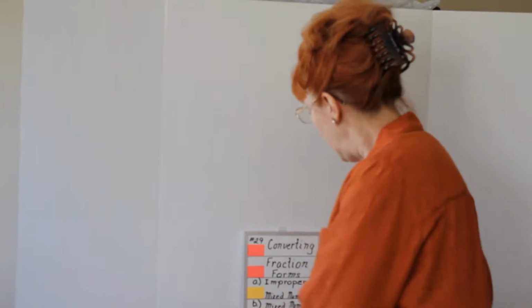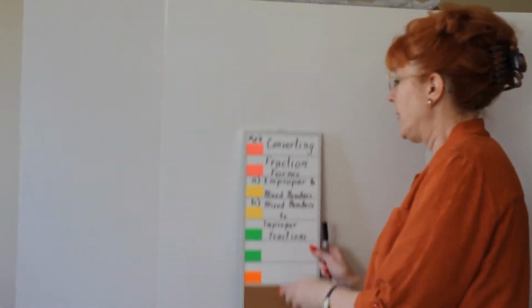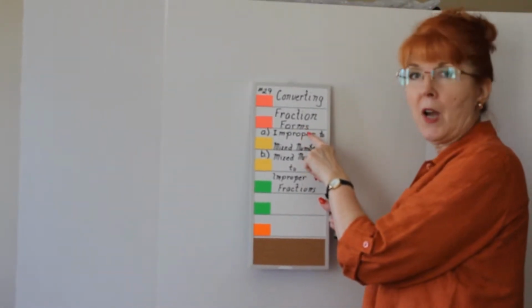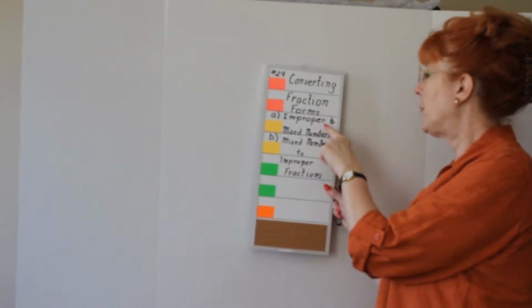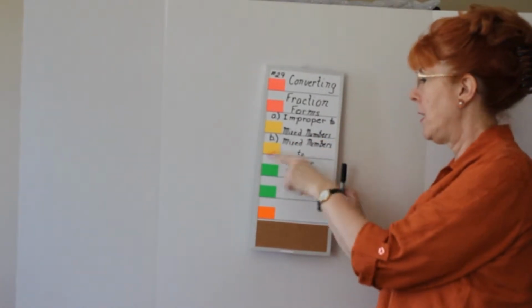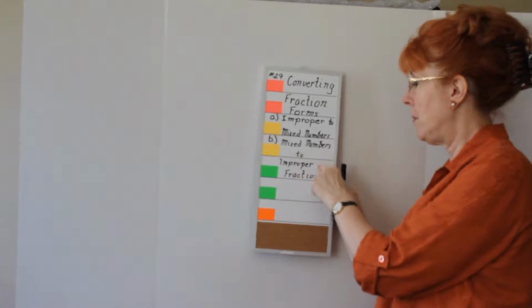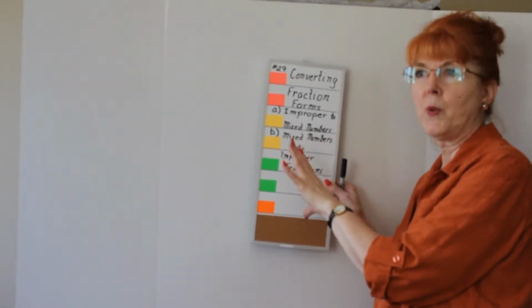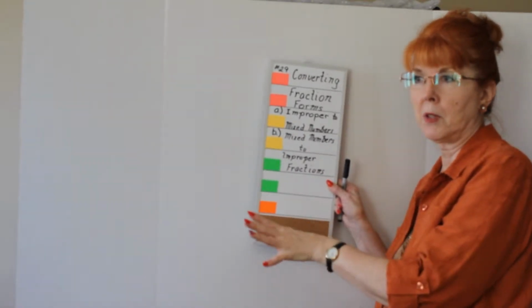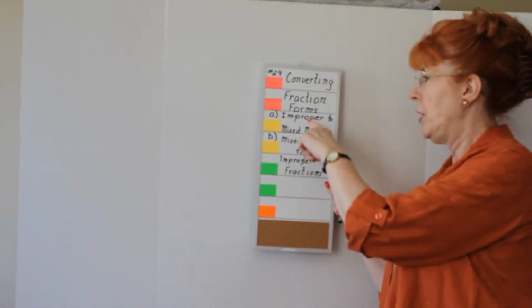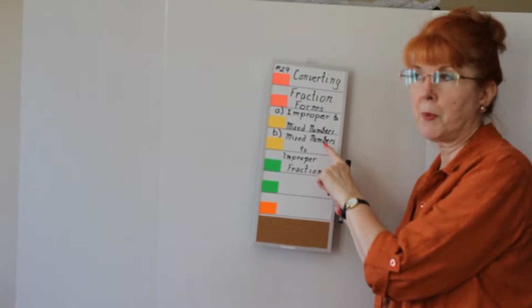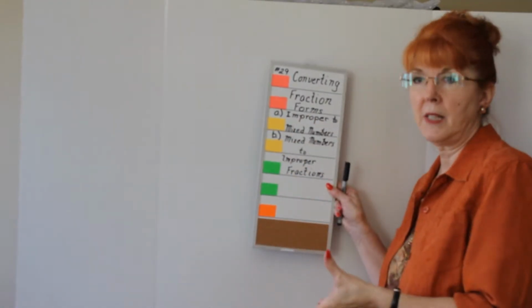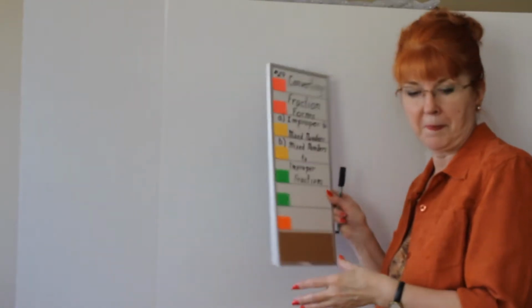Doing math with RHB, and we're looking at converting fraction forms. We've got two types: improper fractions to mixed numbers, and then taking the mixed number back to improper fractions. Why are we doing this? Because when you end up with adding, subtracting, multiplying, dividing fractions, you need to be able to do both of these processes to be able to complete some of the questions.